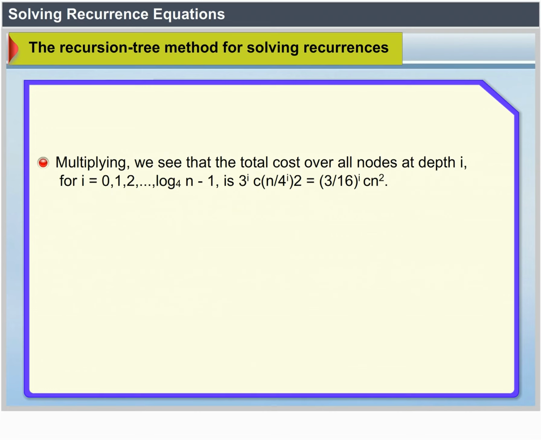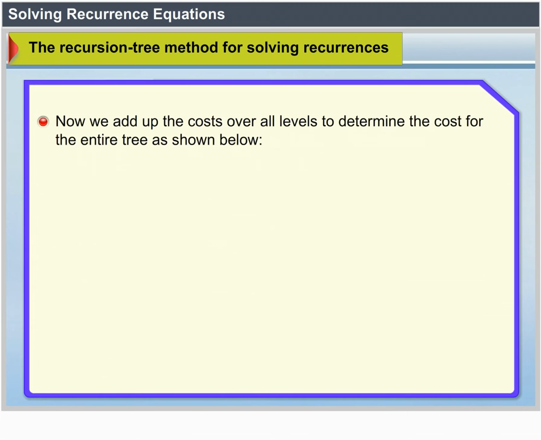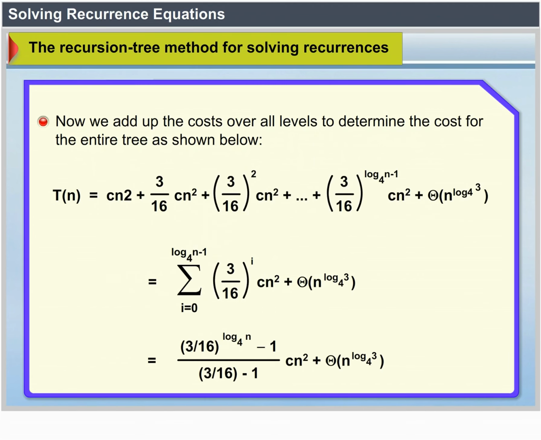The bottom level, at depth log₄ n, has 3^(log₄ n) = n^(log₄ 3) nodes, each contributing cost T(1), for a total cost of n^(log₄ 3) T(1), which is Θ(n^(log₄ 3)), since we assume that T(1) is a constant. Now we add up the costs over all levels to determine the cost for the entire tree, as shown here.